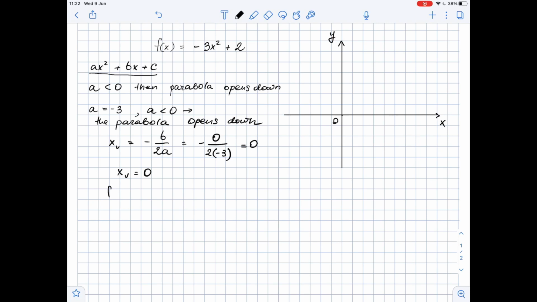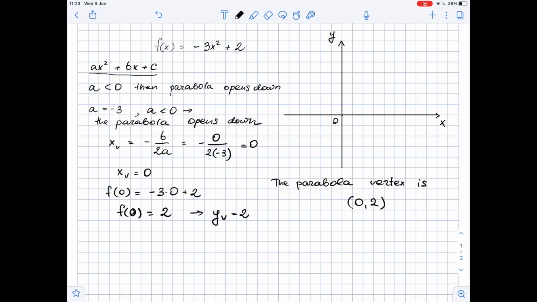Now we can find the y-coordinate by just substituting x with 0 in our function. So we will find f of 0, and this is equal to negative 3 times 0 plus 2. So f of 0 is equal to 2, which means that the y-coordinate of the vertex of our parabola is equal to 2. We have found the parabola vertex. Let's write it down. The parabola vertex is (0, 2).